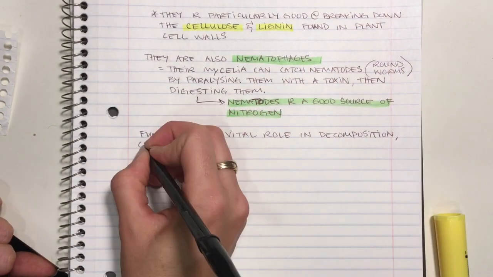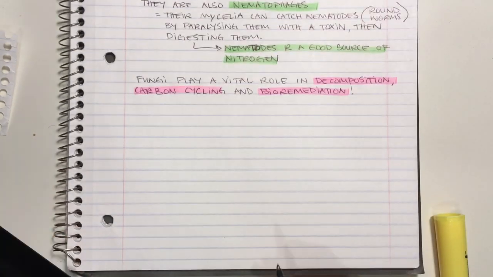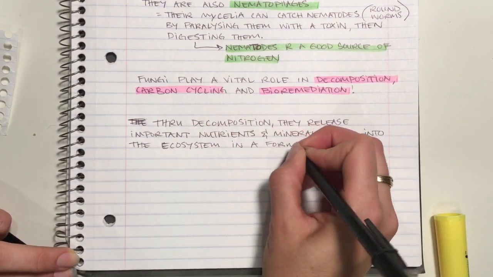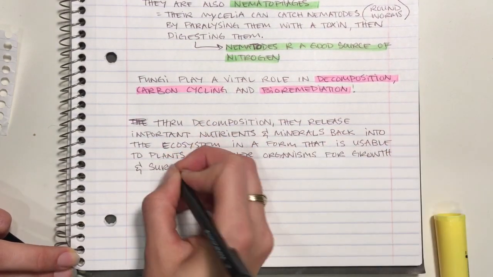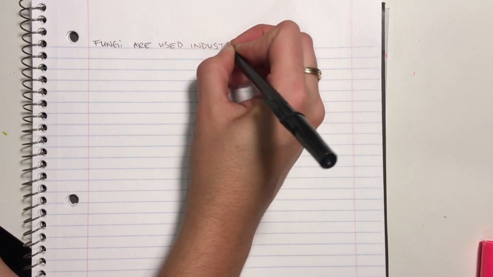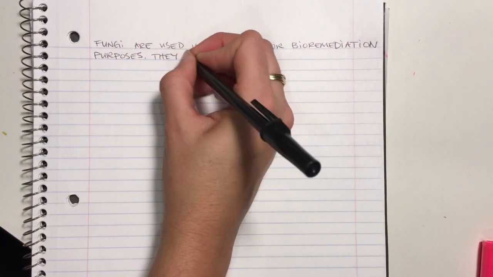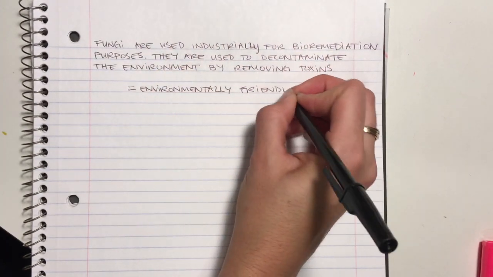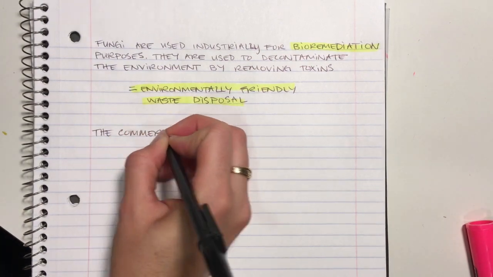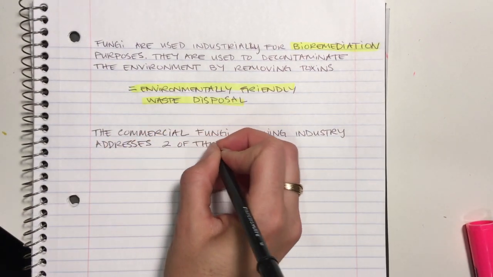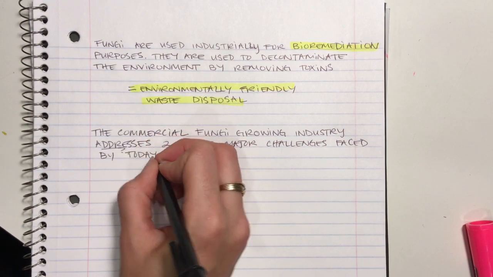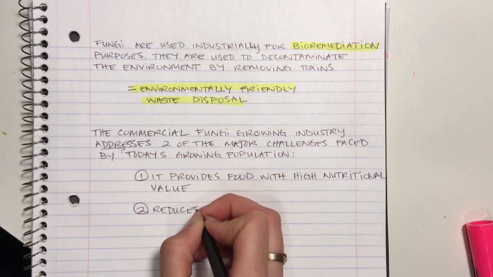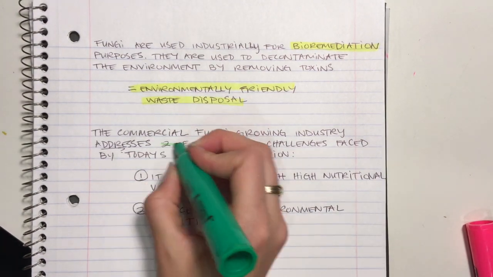Fungi play a vital role in decomposition, carbon cycling, and bioremediation. Through decomposition, they release important nutrients and minerals back into the ecosystem in a form that is usable to plants and other organisms for growth and survival. Fungi are used industrially for bioremediation purposes. They are used to decontaminate the environment by removing toxins. Essentially, they're environmentally friendly waste disposal. As such, the commercial fungi growing industry addresses 2 of the major challenges faced by today's growing population. It provides food with high nutritional value and also reduces waste and environmental pollution.